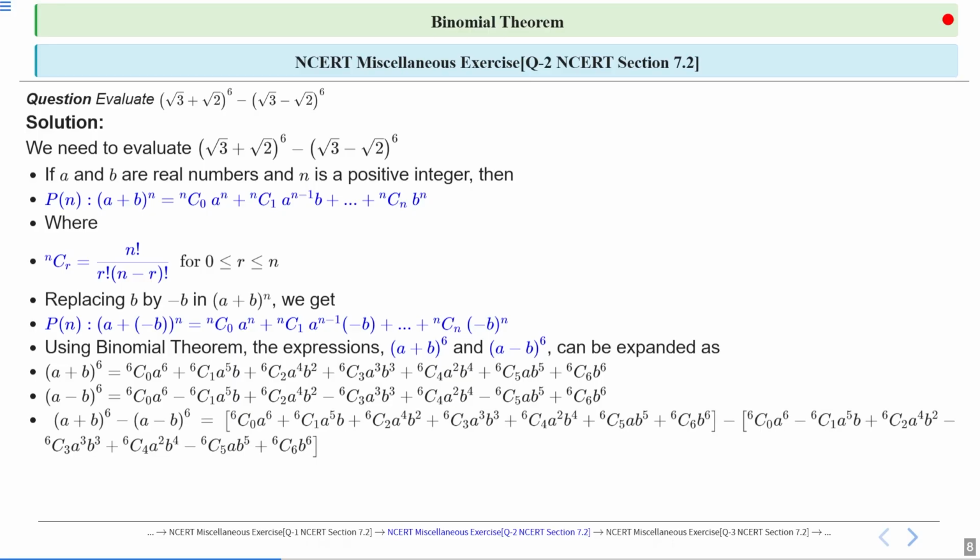And now let's find the difference between these two expressions. So (a plus b) to the power 6 minus (a minus b) to the power 6 is equal to 6c0 a to the power 6, plus 6c1 a to the power 5 times b, plus 6c2 a to the power 4 times b square, plus 6c3 a cube into b cube, plus 6c4 a square into b to the power 4, plus 6c5 a into b to the power 5, plus 6c6 b to the power 6, minus 6c0 a to the 6, minus 6c1 a to the 5 into b, and other terms here, and the last term will be plus 6c6 b to the 6.